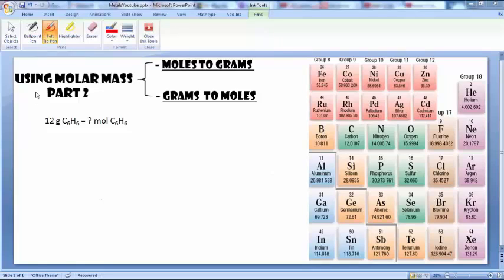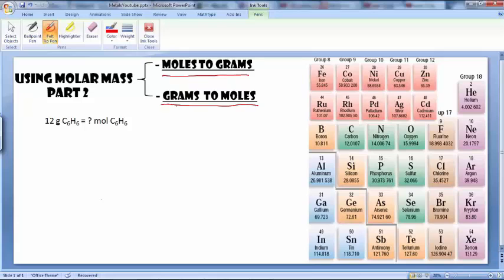Alright, this is the second part of our video using molar mass. In the last video we talked about how to calculate the molar mass. Now we're going a step further and we're going to use the molar mass to convert from moles to grams and back from grams to moles.